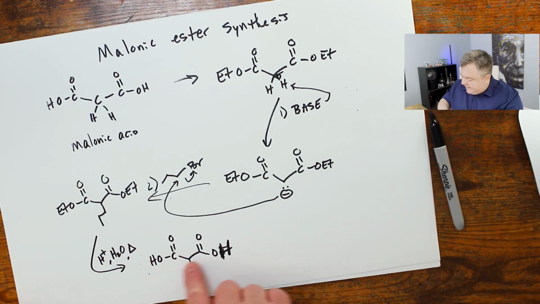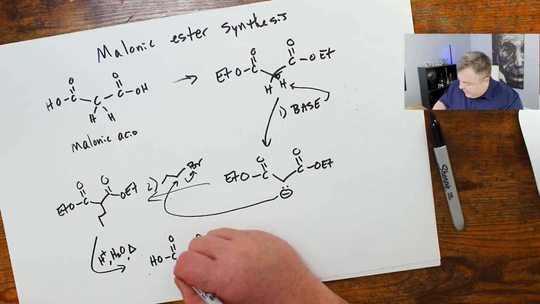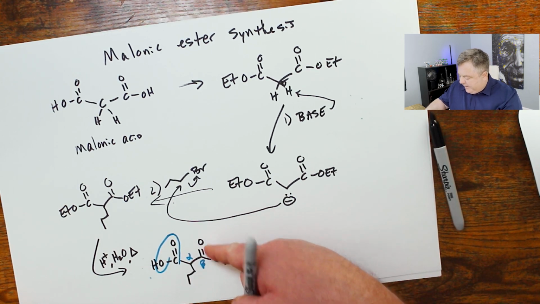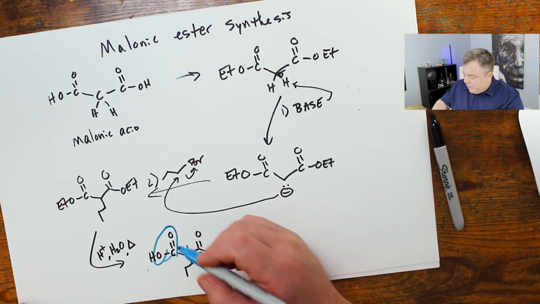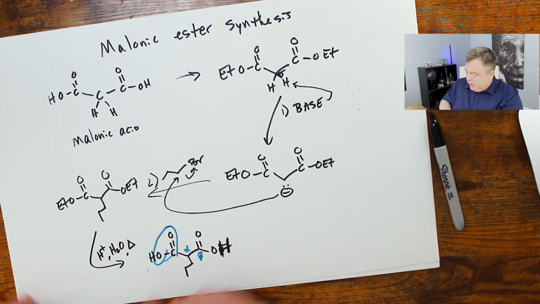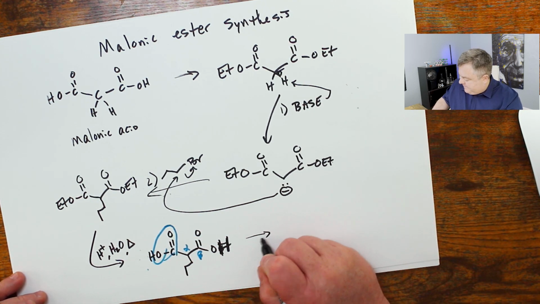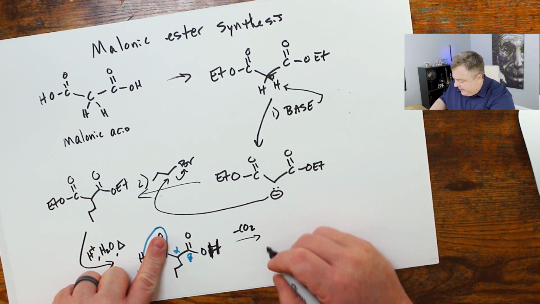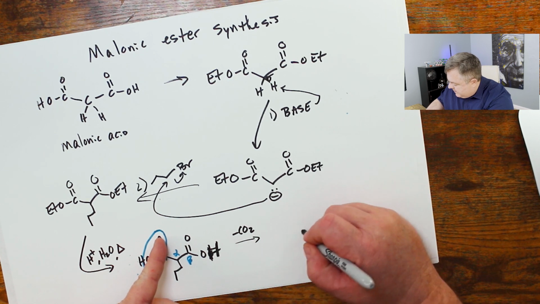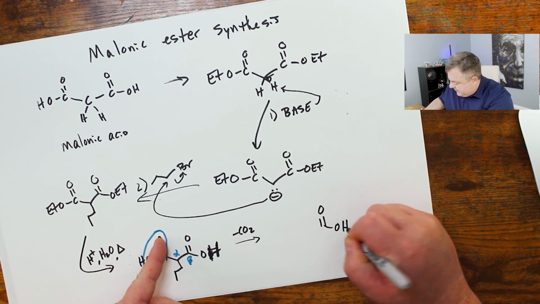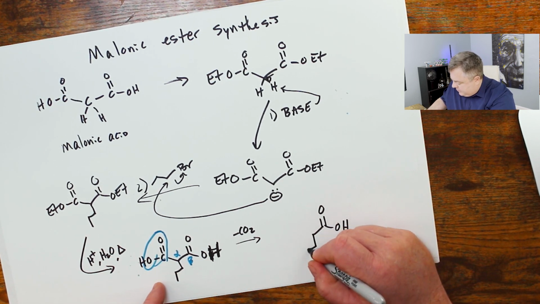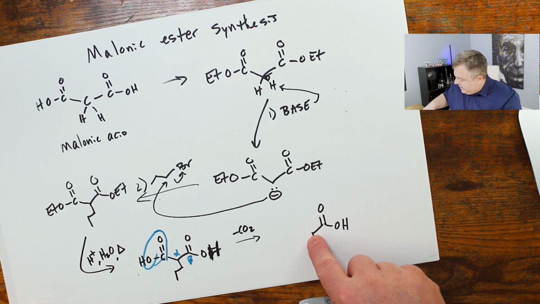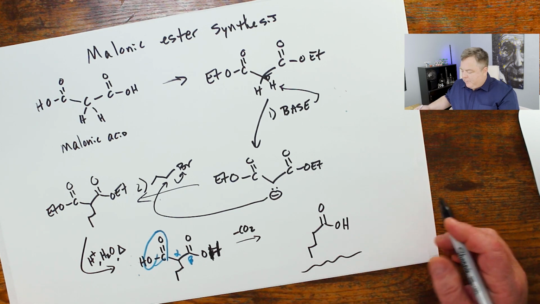Anytime I see a carboxylic acid and other carbonyls, I want to know, is this carboxylic acid alpha, beta to another carbonyl? And if it is, we're going to decarboxylate. Lose carbon dioxide. So I'm going to cover that up with my finger and I get this carboxylic acid. I cover this up and this hydrogen's now on that carbon and that is my final product.